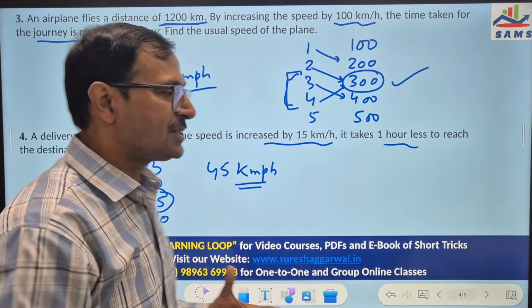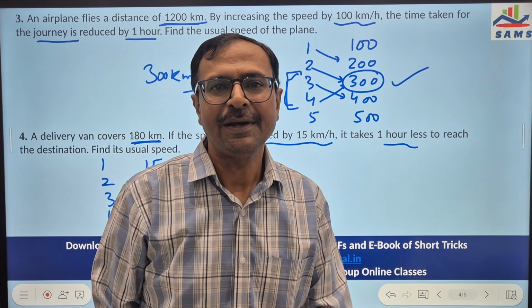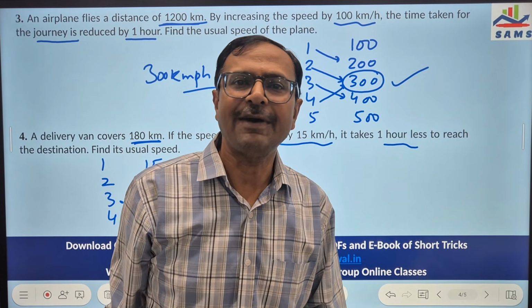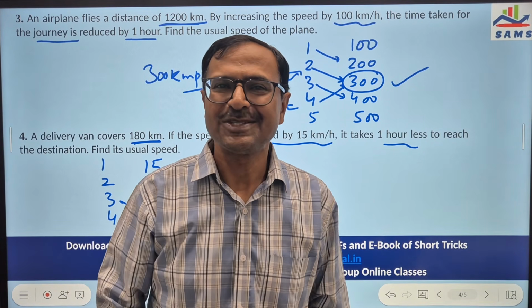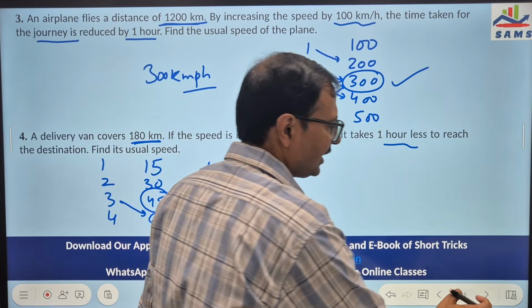So cracking these questions through short trick is far more easier, and obviously in quantitative aptitude you get these questions as MCQs. So knowing the short tricks is really important.